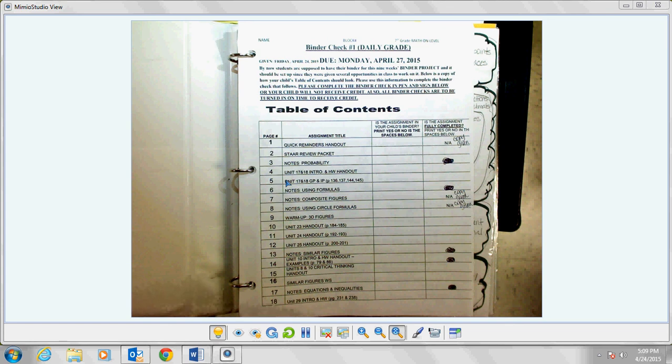All right, class, as I promised you, I would do a quick video of my binder so that you could make sure that you have all the correct papers in the correct order. So here we go. This is your table of contents.